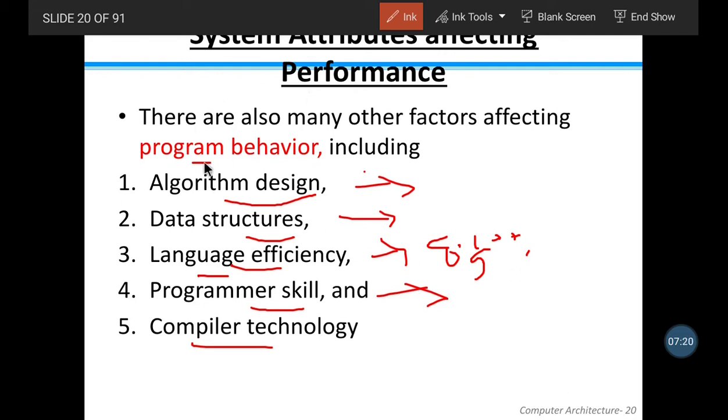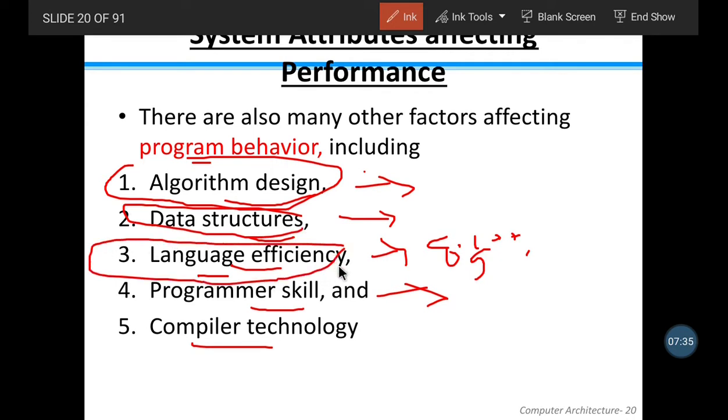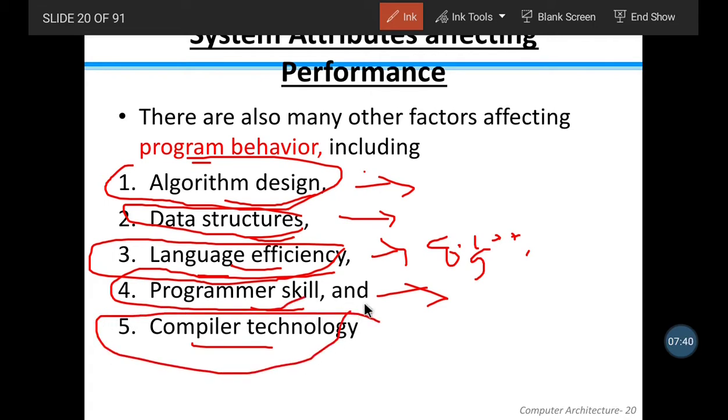Okay. So one is machine capability and second one is program behavior. And again, in program behavior we have algorithm design and data structures, and we have language efficiency, programmer skills, and compiler technology. Okay, these things are going to affect your performance. Okay, as a computer architect, you should have a grip over all these things to build an efficient system.